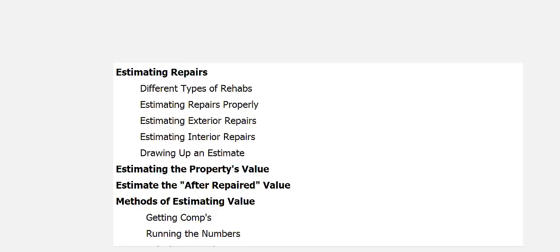Estimating the property's value. How do you find comps? Estimating the after repaired value. Methods for estimating value. Getting comps. Running the numbers.